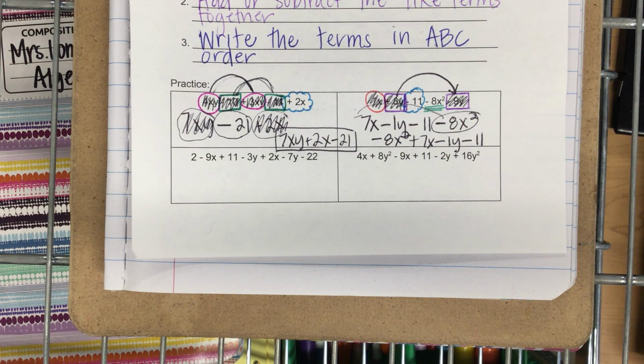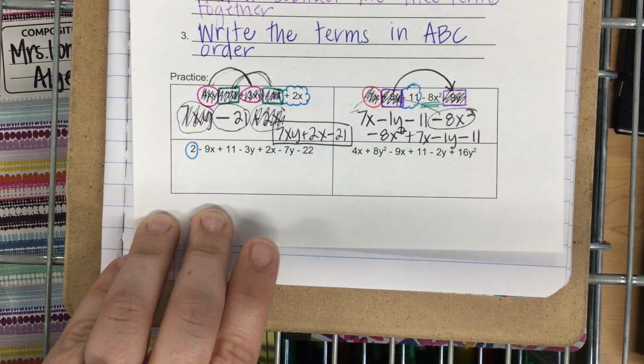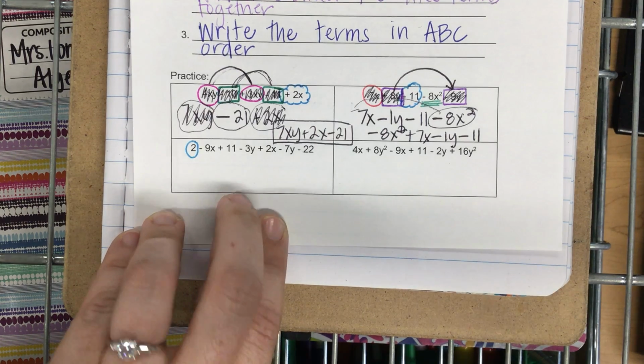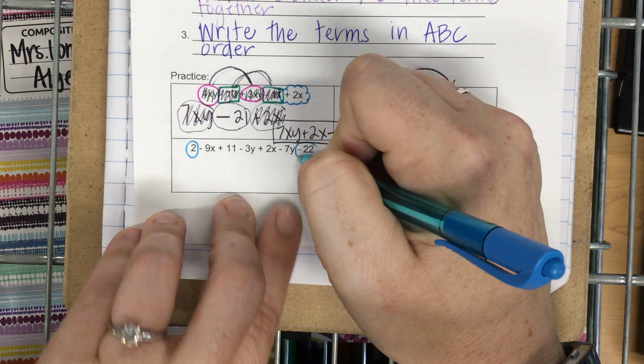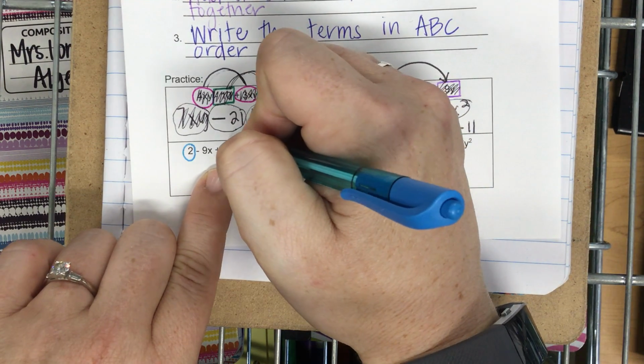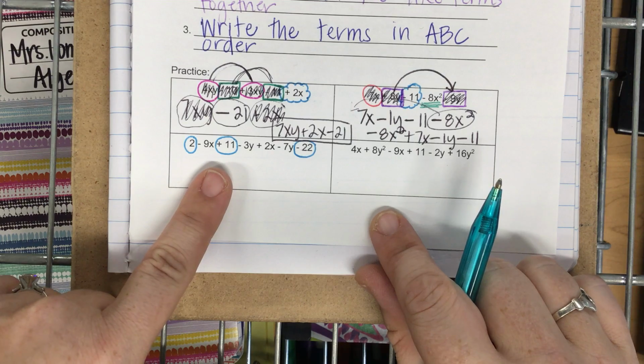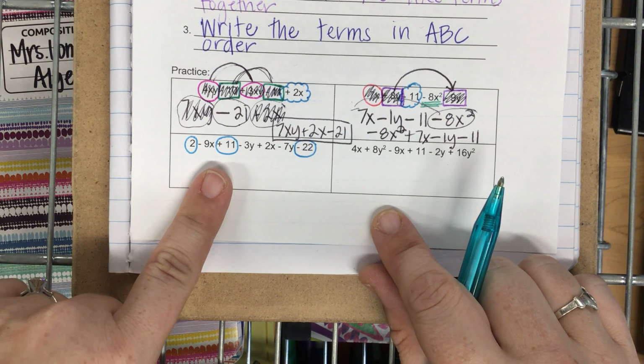Olivia, tell me. 2. What goes with 2? So she says minus 22 and 11. Because they all are lonely numbers. Do you agree? There's no variable with them. They're all constants.